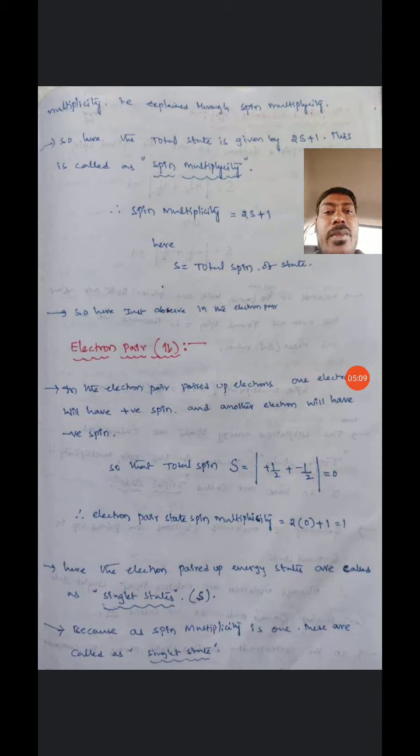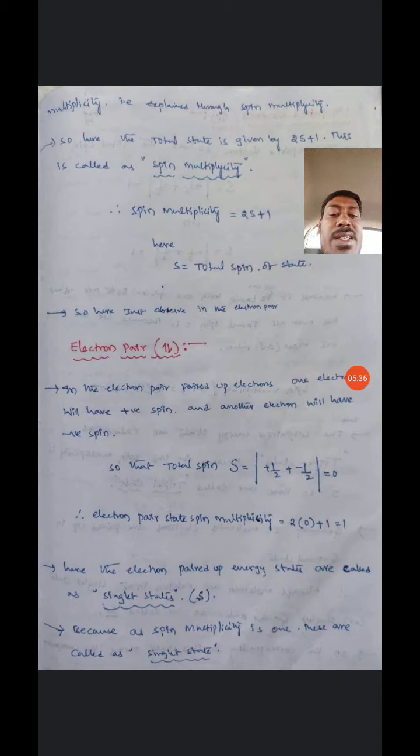Here the total state is given by 2S plus 1. This is called the spin multiplicity. Therefore the spin multiplicity is equal to 2S plus 1, where S is equal to the total spin of the state.